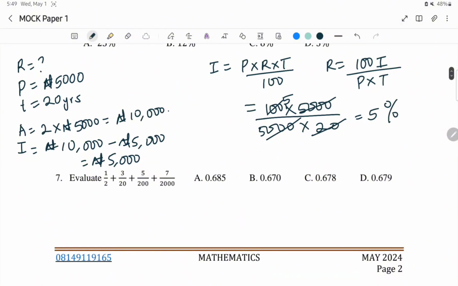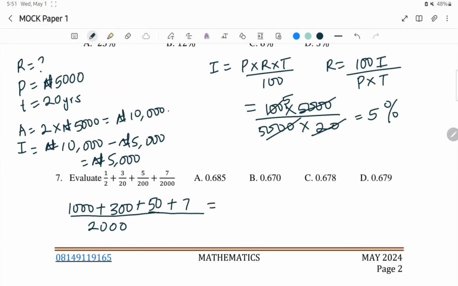In question 7, we are asked to evaluate these fractions, and we can see that from our options we have decimal numbers. That means let's find the LCM, which is 2,000. So 2,000 divided by 2 is 1,000. So 1,000 times 1 is 1,000. 2,000 divided by 20 is 100. 100 multiplied by 3 is 300. 2,000 divided by 200 is 10. 10 multiplied by 5 is 50. And lastly, 2,000 divided by 2,000 is 1. 1 times 7 is 7.